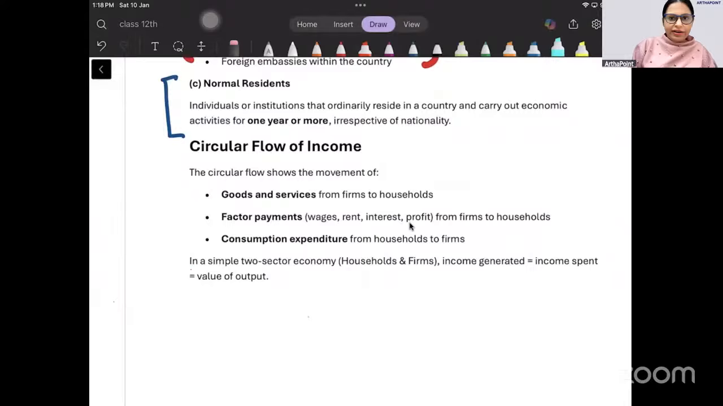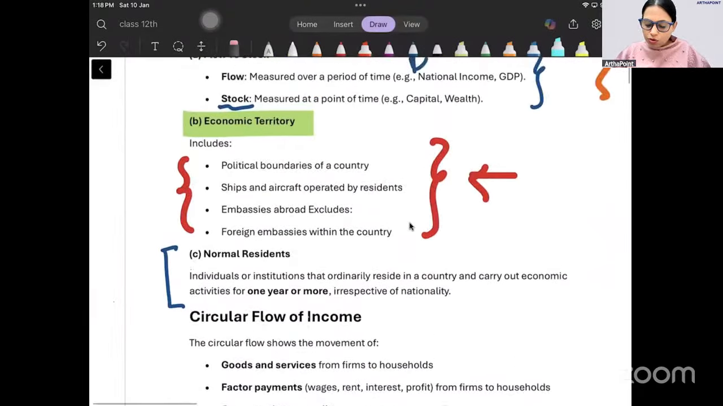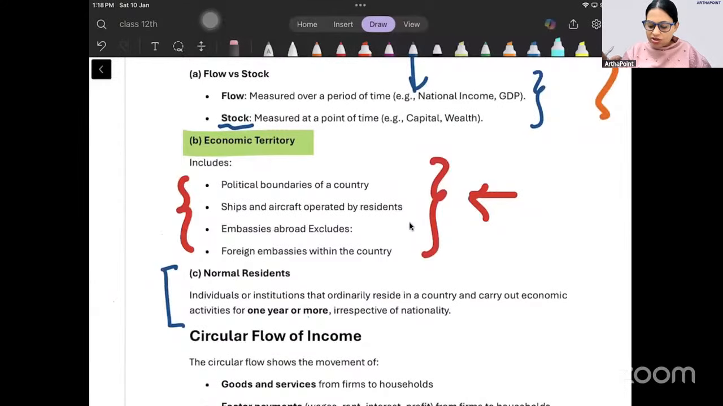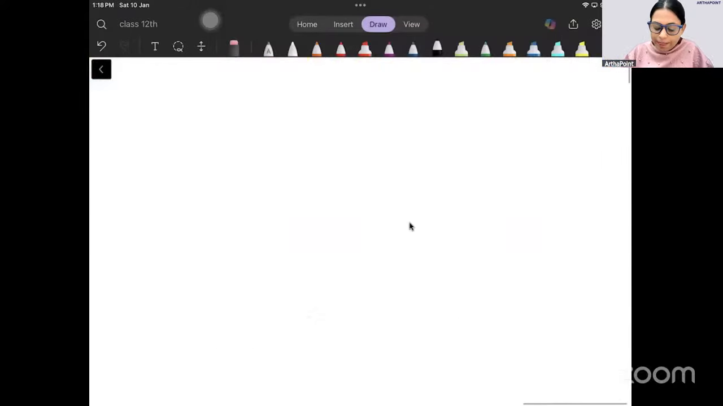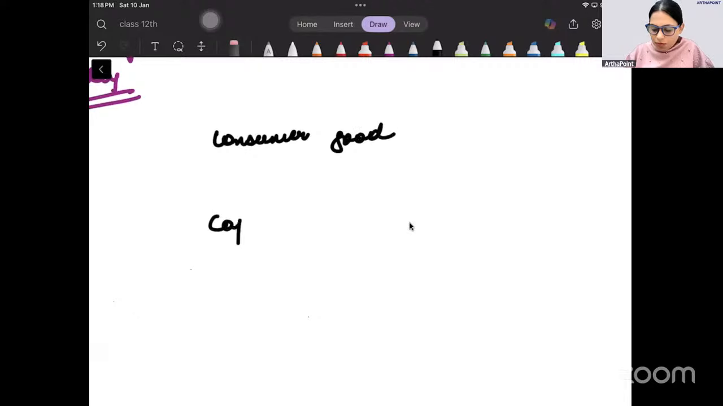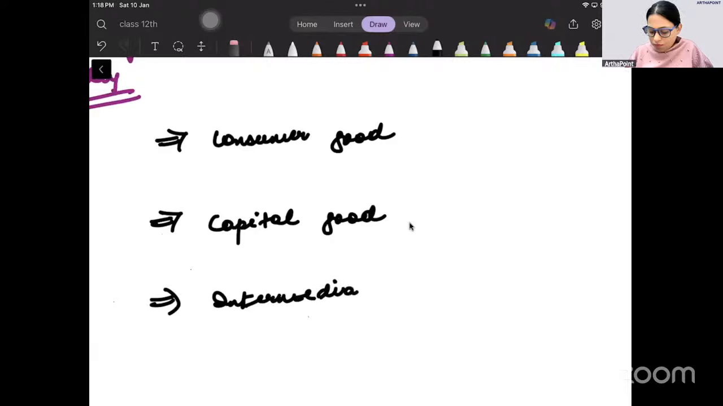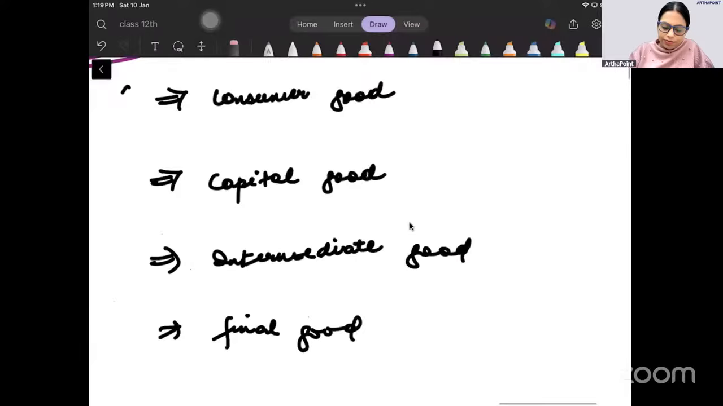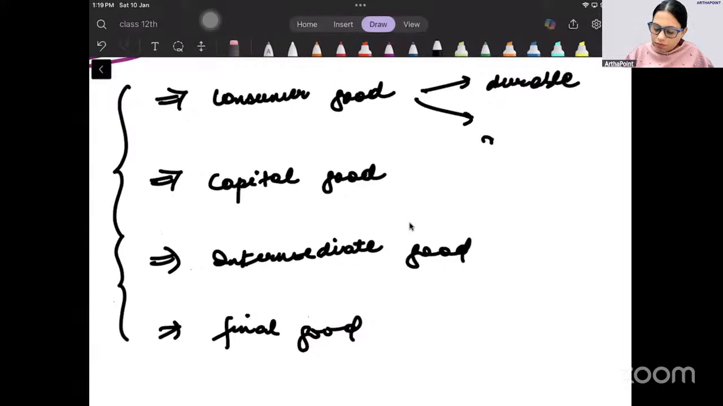So ये हो गया the main definitions. So you should know what is flow, stock, what is economic territory, and what is normal citizen. अब normal resident. अभी एक और चीज है which I wanted to highlight today because we are doing. So consumer good, capital good, intermediate good, final good, durable, non.